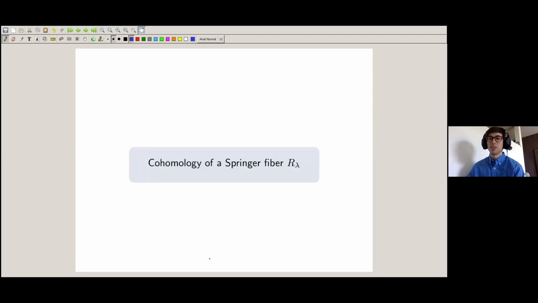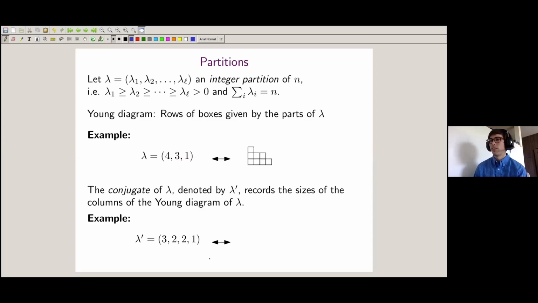So cohomology of a Springer fiber is our next family. Before I define that ring, first let me review some partitions. An integer partition of n is just a sequence of positive integers, lambda_1 through lambda_l, which weakly decrease and sum to n. And you can visualize a partition using its Young diagram. This is the diagram with rows of boxes where the ith row from the bottom in French notation is given by the ith part of lambda. So we'll draw 4, 3, 1 as this row of boxes with 4 on the bottom, 3 in the second row, and 1 in the third row.